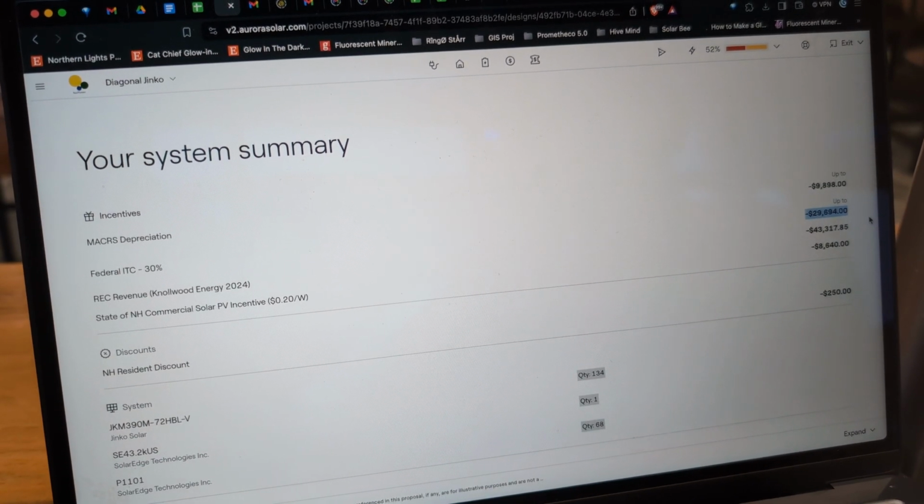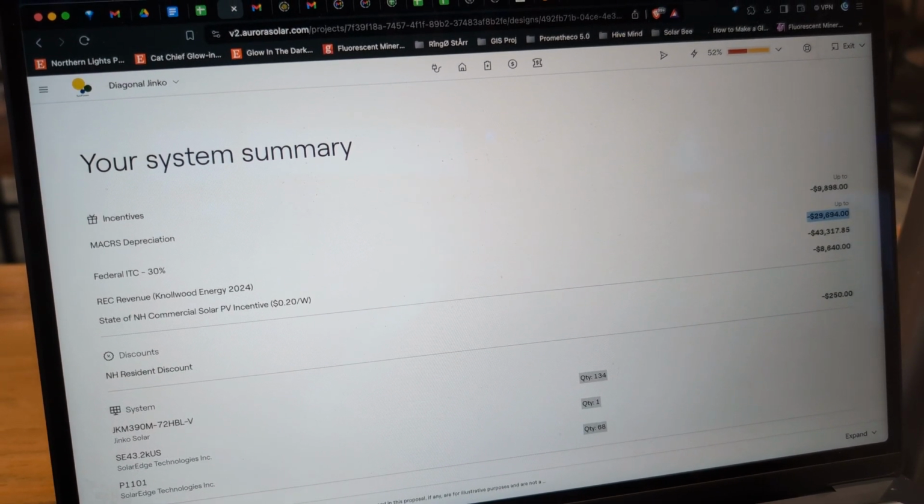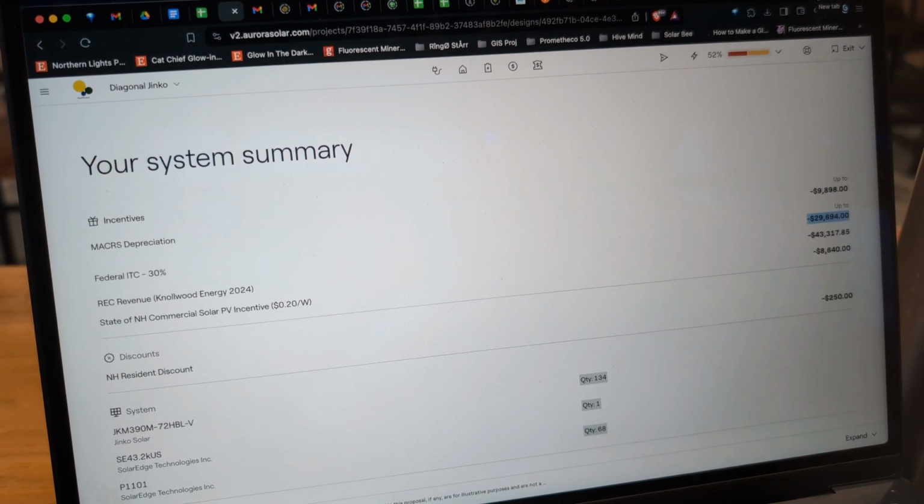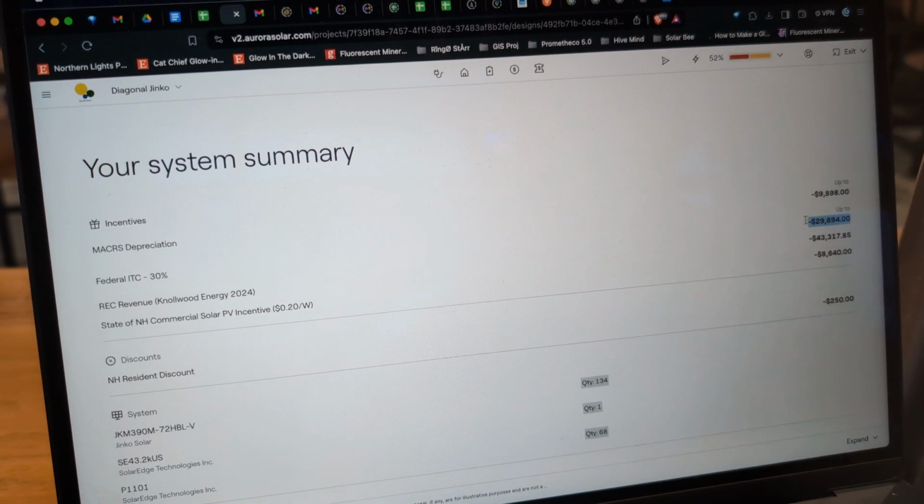So if we installed in June, then you'd be looking at, whether it's February, April, whenever you file your corporate taxes, that's when you can claim this 30% value.